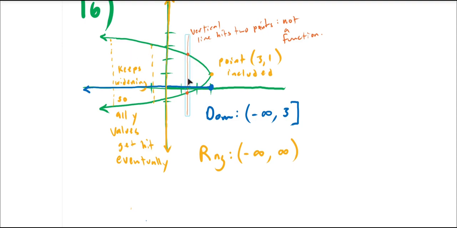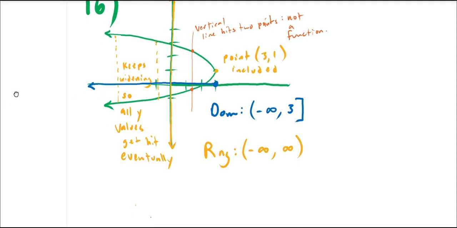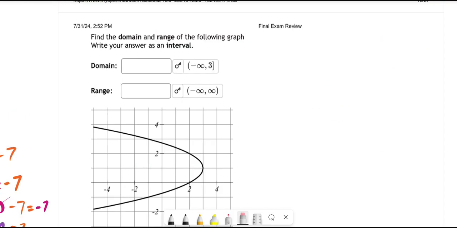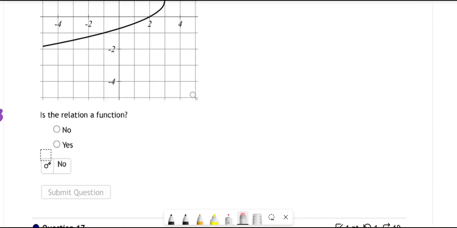line that hits it in more than one place. If there is such a line, if it gets hit by any vertical line in more than one place on this curve, it's a relation but not a function. Functions only have one y value output for every x value input. Clearly, this one does not, so this is not a function. Checking our work, we see that is indeed what they were looking for for the domain and range. As well, this fails the vertical line test and is not a function.